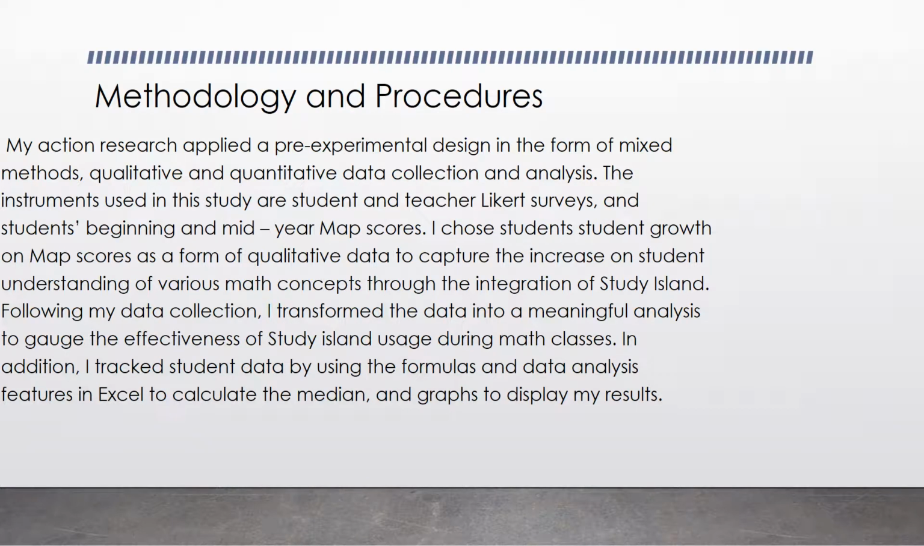So my action research applied a group comparison in the form of mixed methods, qualitative and quantitative data collection. For my qualitative data, I will be using the students' following spring MAP scores, and my quantitative data will be in the form of Likert surveys. I would administer surveys to the math teachers at my school and a sample of 64 students out of a population of around 550 students. So my procedures are as follows.